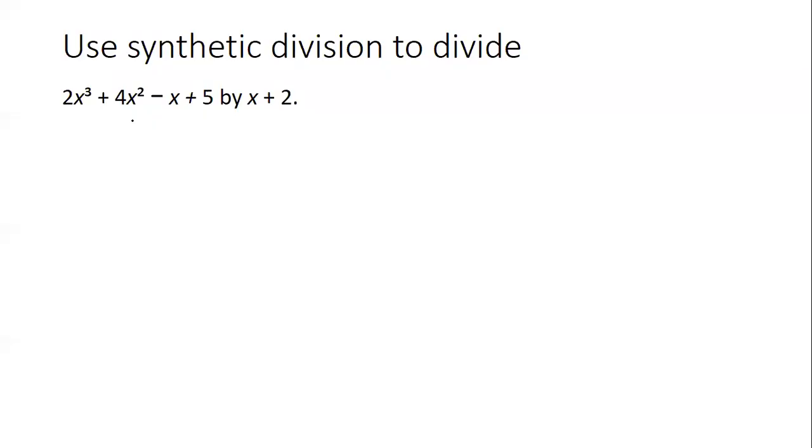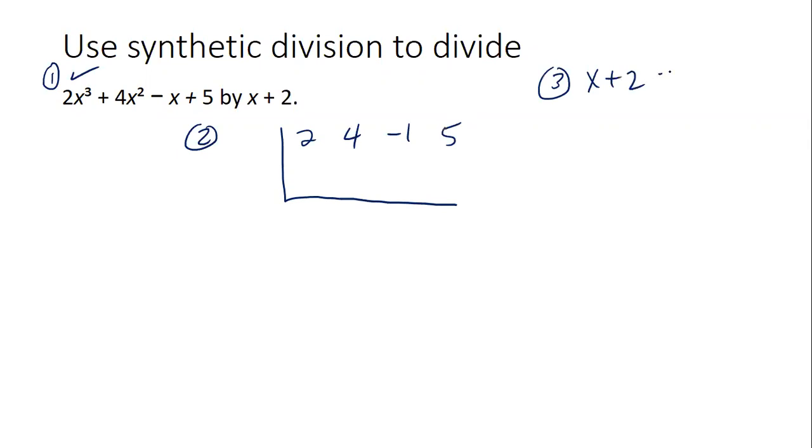All right, so we're going to go over it. So step 1 is to check your standard form. Is this in standard form? Yep. Is there anything missing? 3, 2, 1, nothing. Check. Step 2 is to set it up. So you're going to put your coefficients. We have 2, 4, -1, and 5. Step 3 is to find your 0. So we have x plus 2 equals 0. So x equals -2.